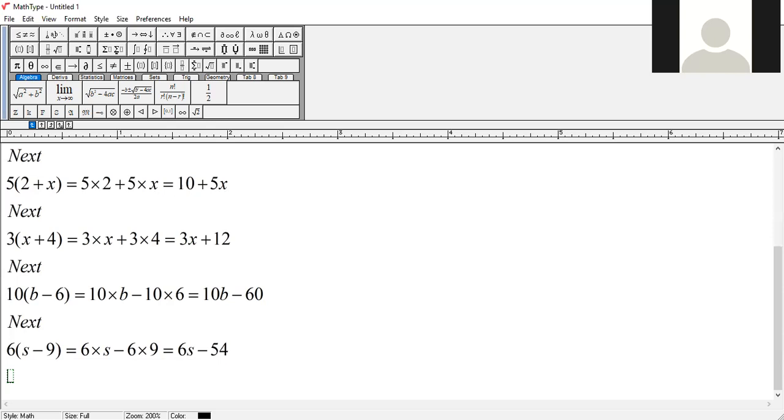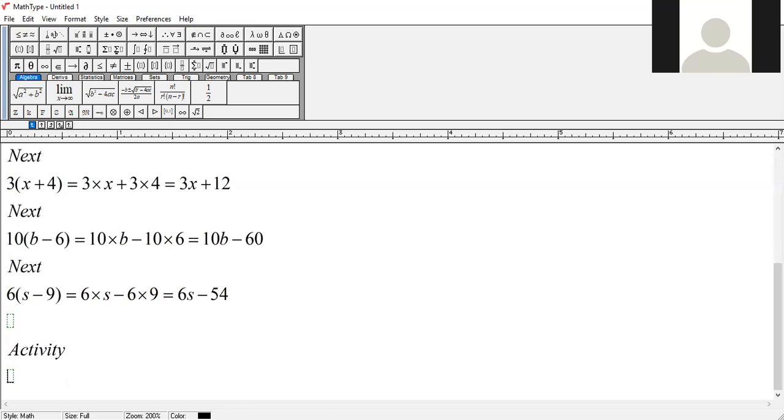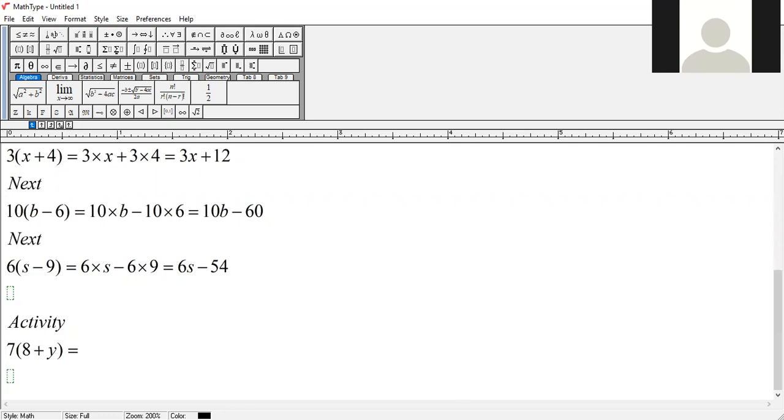Now, here is the question. Can you guys try question 15, which is 7 into 8 plus y? Let me write it for you here. This is now an activity for you. The question is 7 into 8 plus y. Like that. Okay, so you guys, that is your task now. Distribute that. Do that and tell me what you have got.